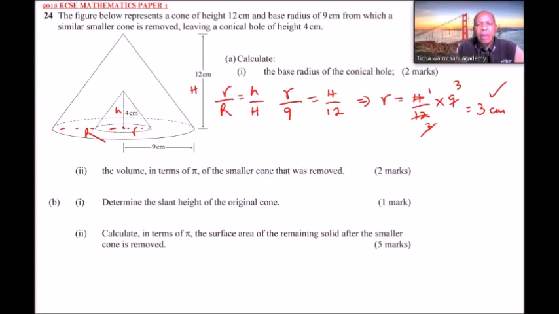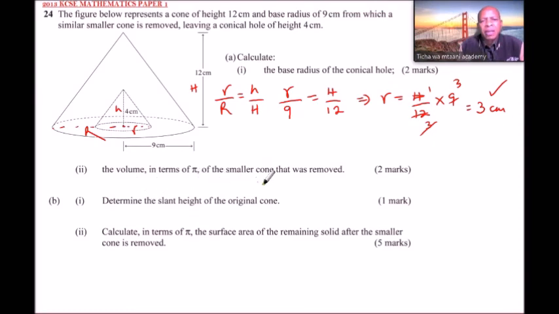So we go to Roman number 2, the volume in terms of pi of the smaller cone that was removed. How do we get the volume of the cone? A cone is a form of a prism, and to get the volume of a prism, we say it is base area multiplied by the height. It is a prism with a circular base. The base is circular, so it is pi r squared, and r we have found is 3, so it is 3 multiplied by 3, that is r squared, and you multiply by the height. Our height here we have been given, it is 4, so you can divide 3 by 3, you get 1. You multiply 4 times 3, that will give you 12 pi. So that is the volume in terms of pi of the small cone that was removed. So you get 2 marks.